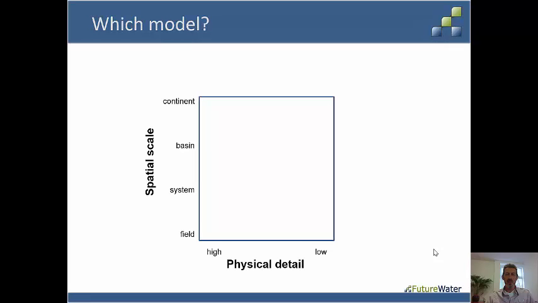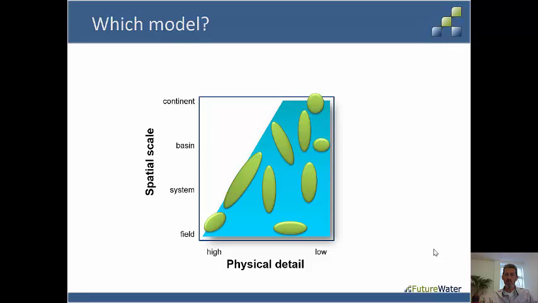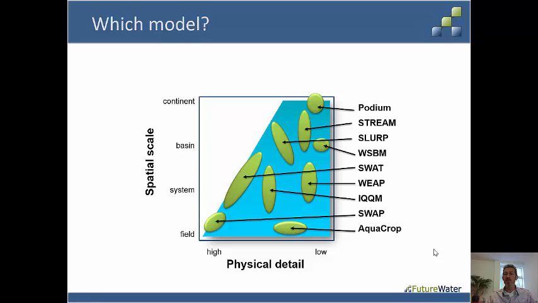And for that I often use this little figure where you see a square, and on the x-axis you see the amount of physical detail you want to include in your study. And on the y-axis the spatial scale, so whether you're working at field scale or irrigation system scale, basin scale, or even continental scale. And of course, if you're working at continental scale, you cannot include all your physical details, so therefore there's a kind of triangle of an area where you actually can work. Now, based on that, you can put in some dots where your questions are, and then you can fill out some of the models that can be used for answering your questions.